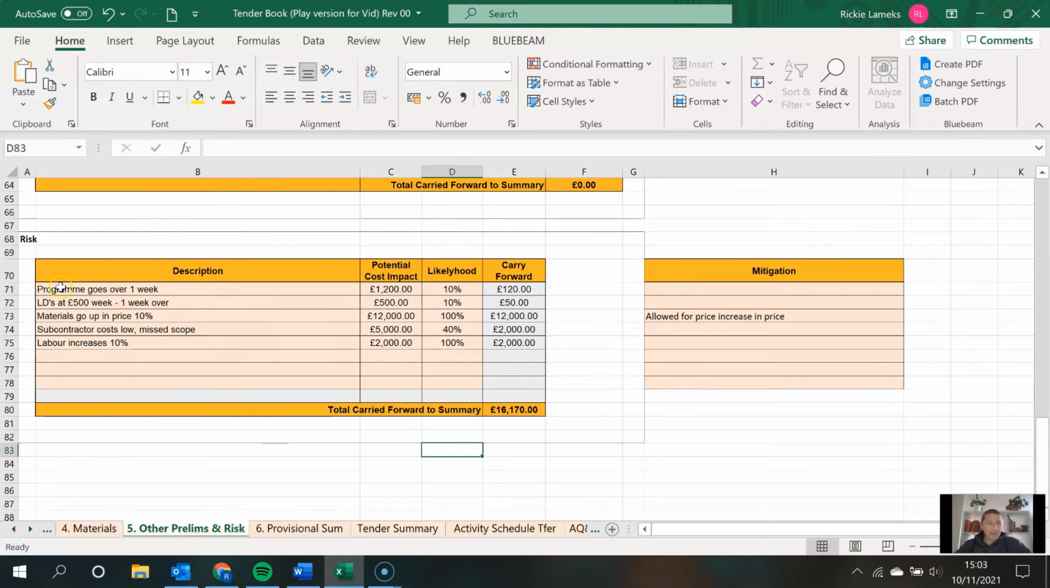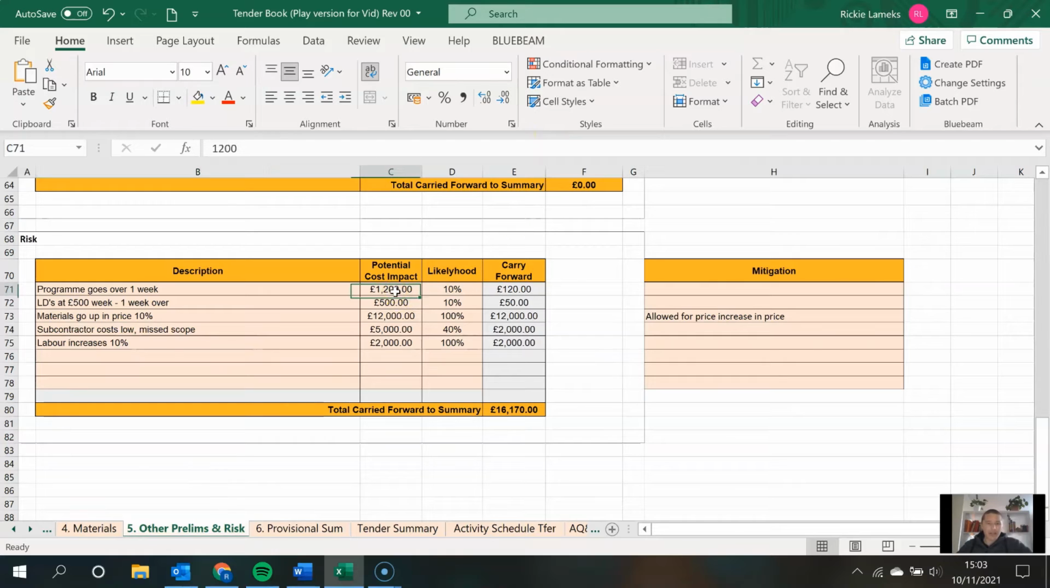So that would be by basically building yourself a little risk register by thinking about what are the things that could cost you money that are your responsibility. And examples of this is labor increases, which is most of the time transferred to the subcontractor, material prices going up, two things we're seeing quite regularly in the news for materials and labor going up. Stuff like subcontractor costs might be low because something's missing, the program going over. So generating a risk register of what potentially could go wrong.